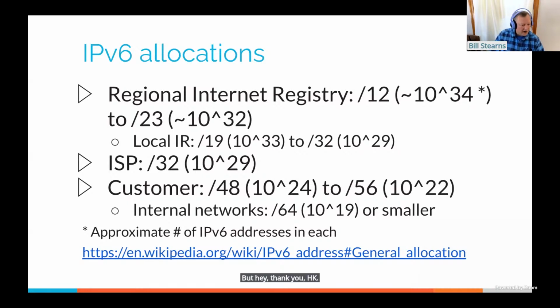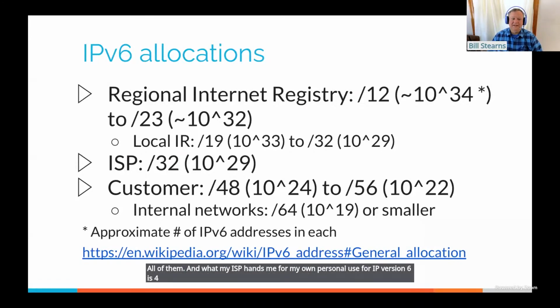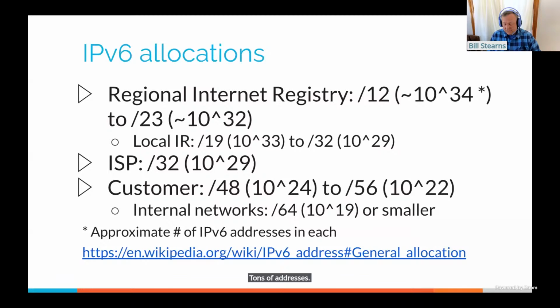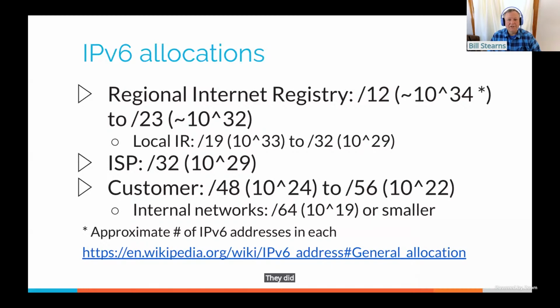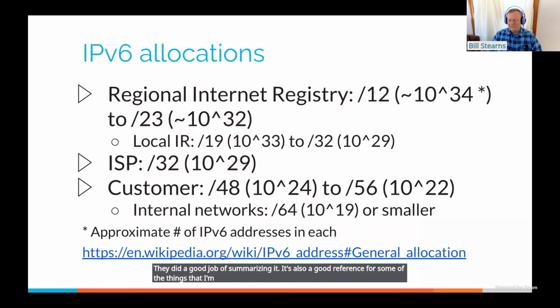Yep. So there are 4 billion addresses in IP version 4, all of them. And what my ISP hands me for my own personal use for IP version 6 is 4 billion times 4 billion. Tons of addresses. I have to give credit to the Wikipedia page on IPv6 address, down in the general allocation section. I took many of these numbers right from there. They did a good job of summarizing it. It's also a good reference for some of the things that I'm talking about as a second source of information.